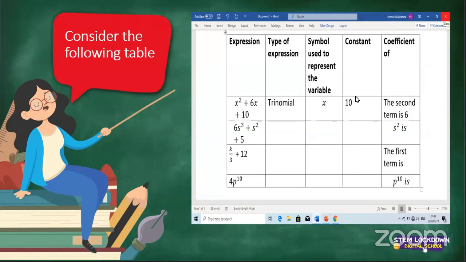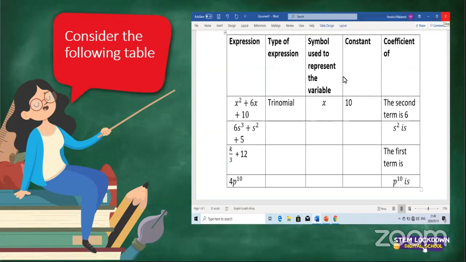Now, the coefficient. What is the coefficient of the second term? The second term is 6x, as you can see. This trinomial has 3 terms, 1, 2, 3. So the second term is 6x, and the coefficient of the second term is 6. That is the number found next to the variable. So that number is 6. I hope that you can see this coefficient that I'm talking about.